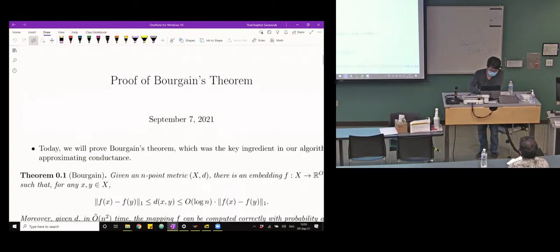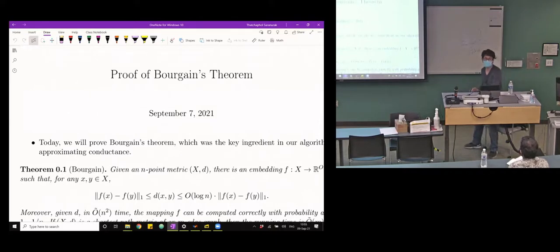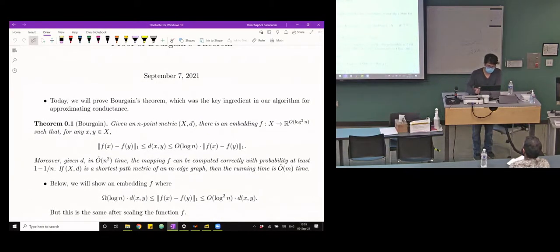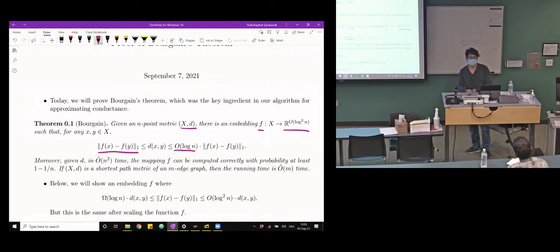And now I will continue with the proof of Bourgain. I skipped it last time. Now let's prove it. Just to recall, it says this: given any metric D, you can find an embedding F that maps any point into just log squared n dimensions, such that the L1 distance between any two points after mapping log n approximates the original distance. So that is Bourgain.